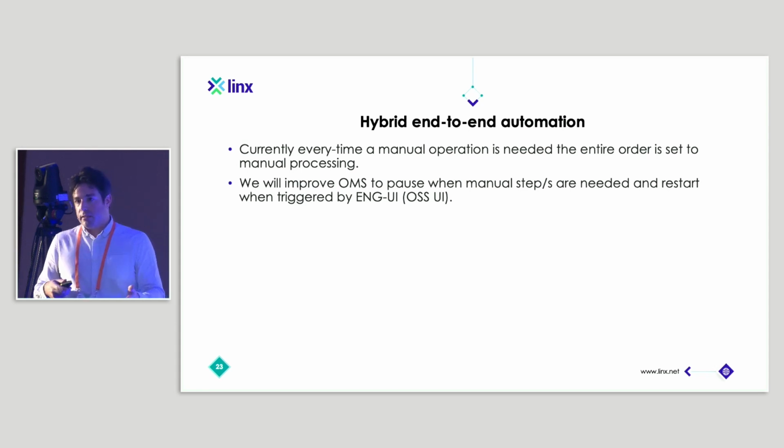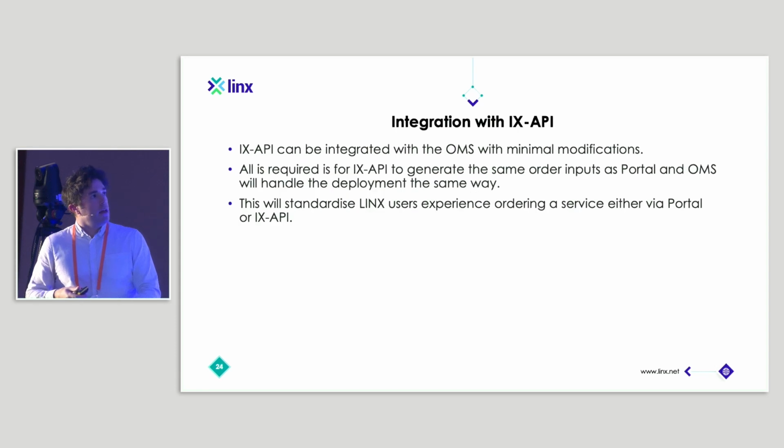But once that's done, NOC can go on NGUI and say, okay, now that's done. And then from that moment on, the orders can be picked up again by the system, and everything else can be done automatically. So that would be one of the first immediate improvements we're thinking of doing next year. And another one, of course, is integration with the X API.